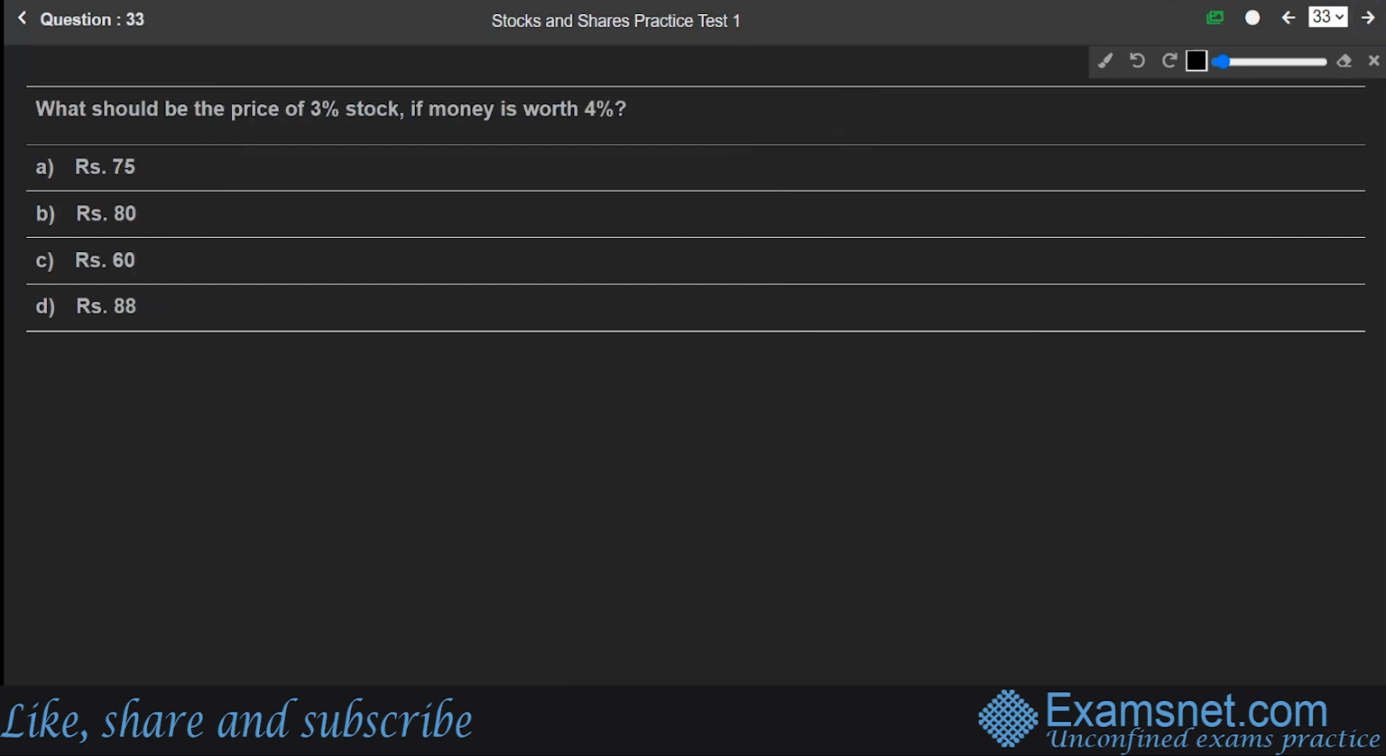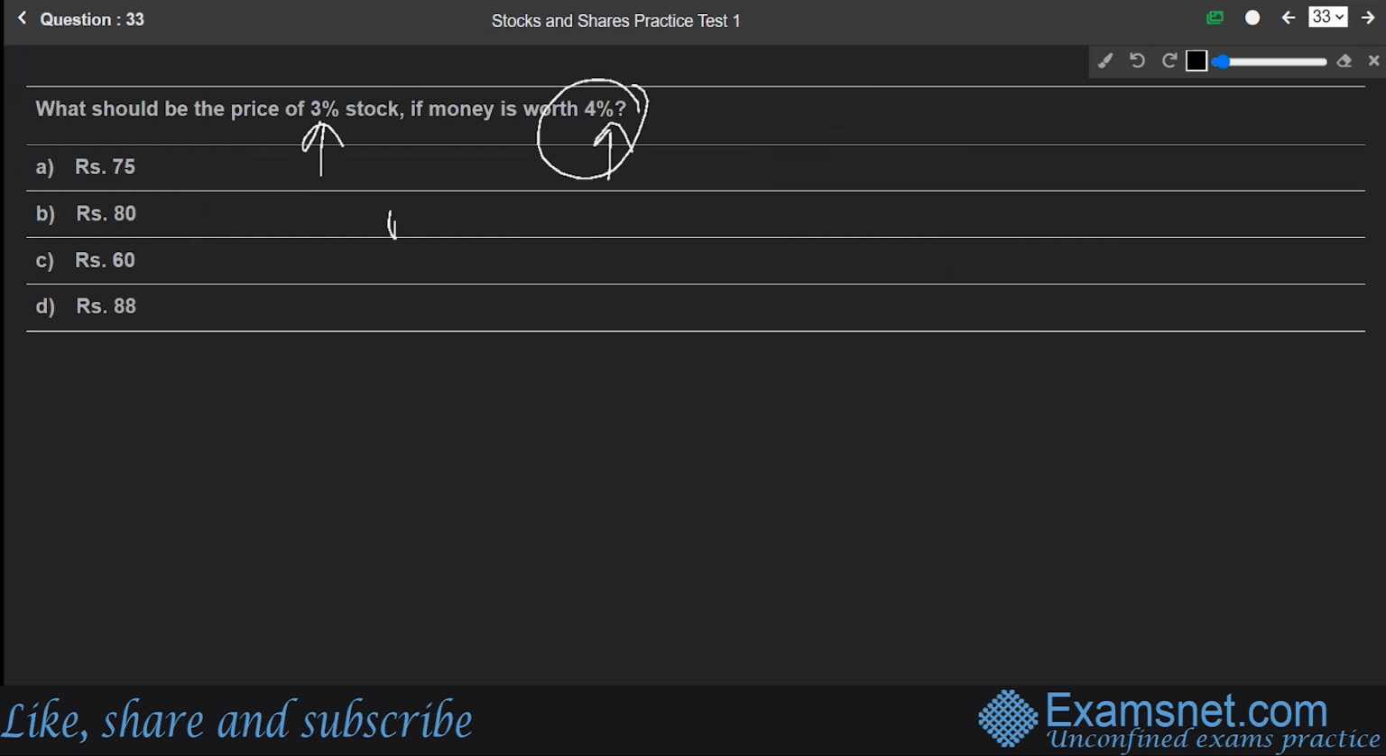Now, the question says, what should be the price of 3% stock if money is worth 4%? Okay, what does that mean? If you invest 100 rupees, you're going to get 4%, that is 4 rupees, because money is worth 4%. That means if you invest 100 rupees, you will get 4 rupees. So he's asking, what should be the investment when you want to earn 3 rupees? So this is how we can relate it.